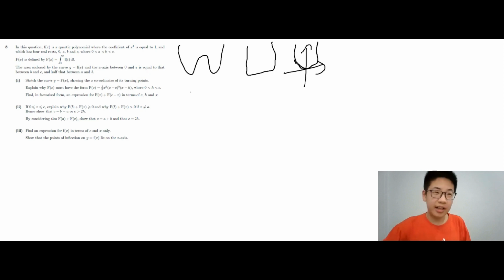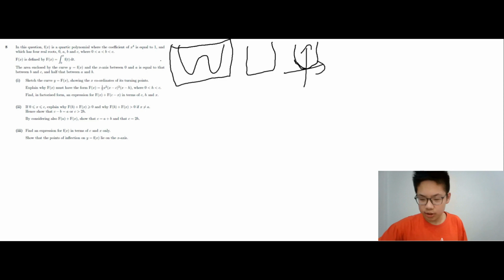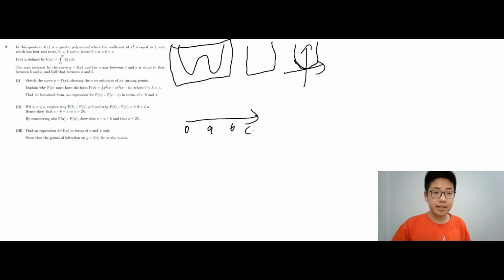However, a quartic can have 3 turning points, because its derivative would be a cubic, and a cubic could have 3 real roots. So this is the type of quartic we are going to consider. Now it has 4 real roots, not A, B, and C. So what are we going to do? We are going to construct an x-axis here, which has the values 0, A, B, C.